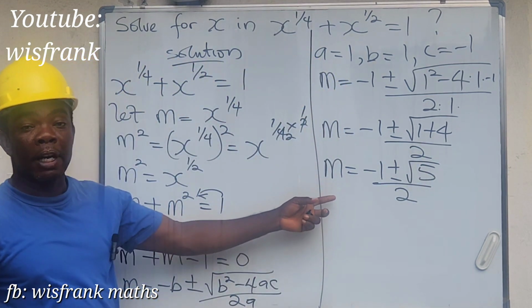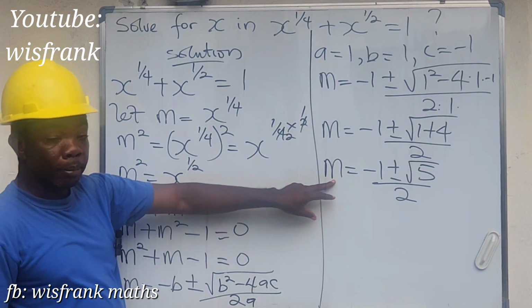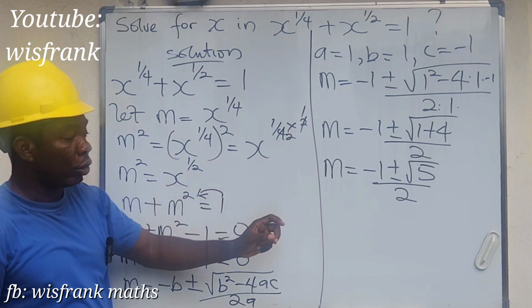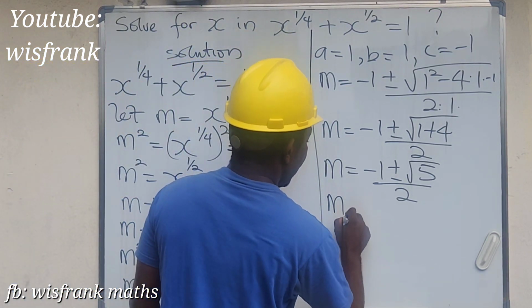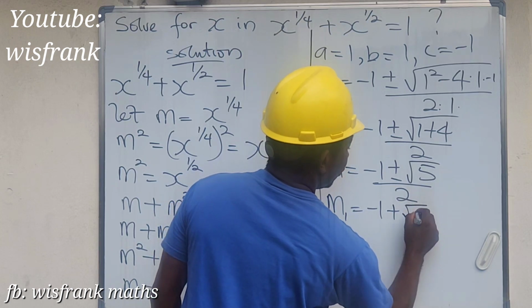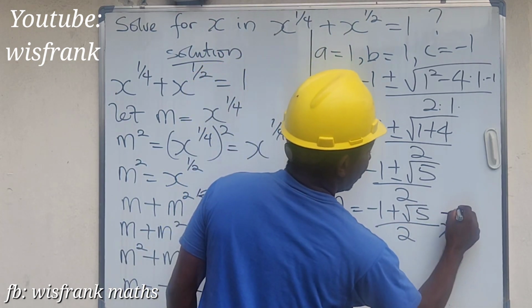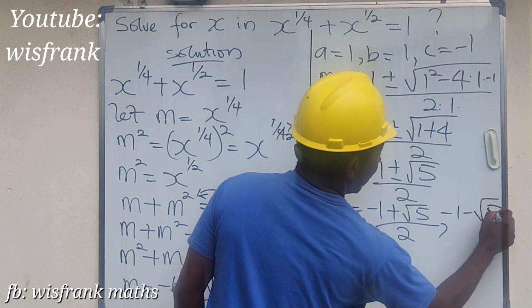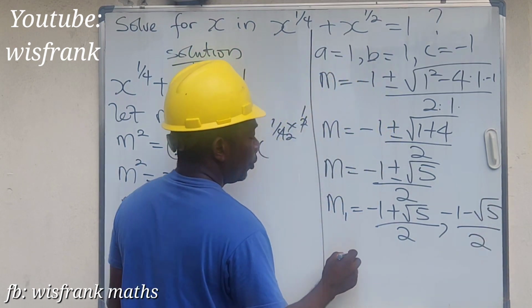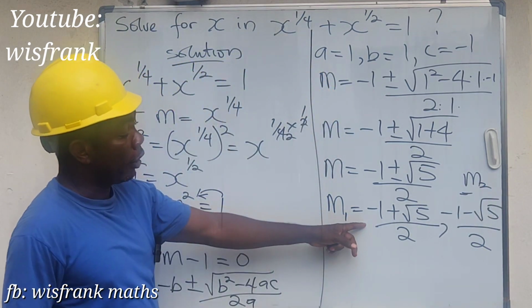So this is the value of m in this equation. The value of m has two solutions, where we have m1 as minus 1 plus the square root of 5 all over 2, or we have minus 1 minus the square root of 5 all over 2. So this is for m2, and this is for m1.